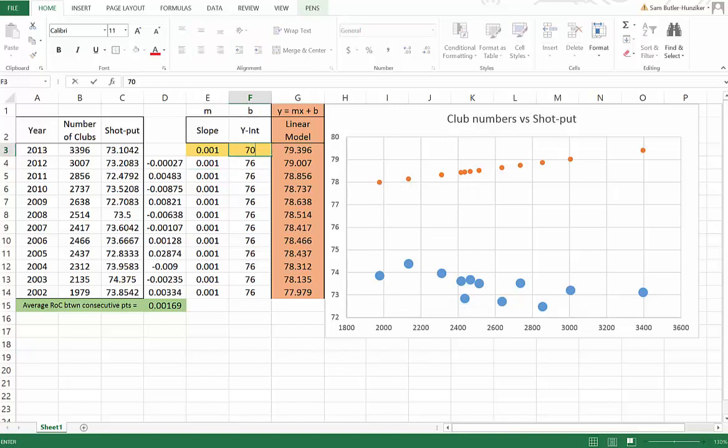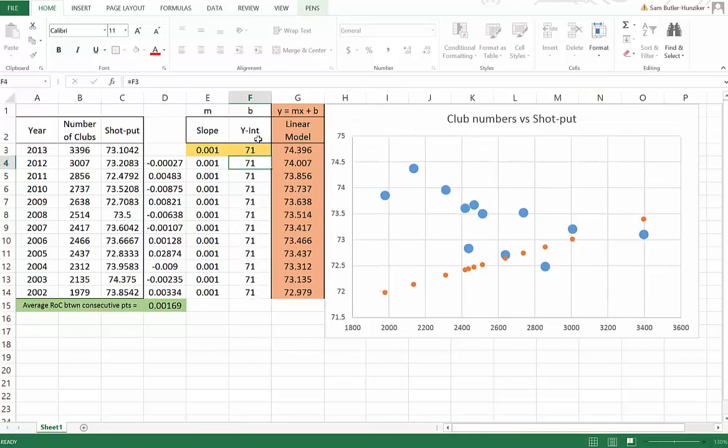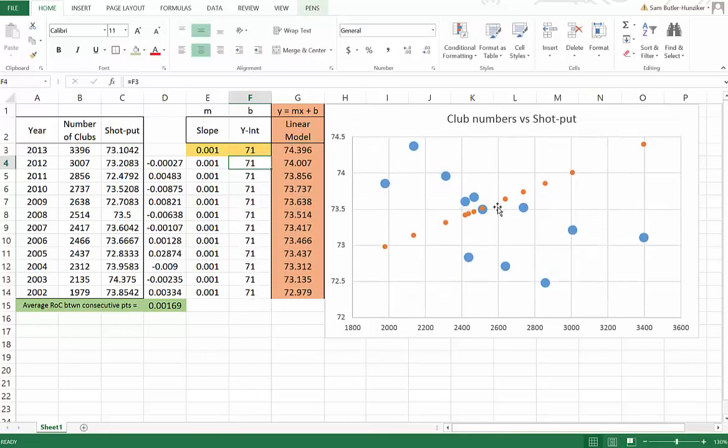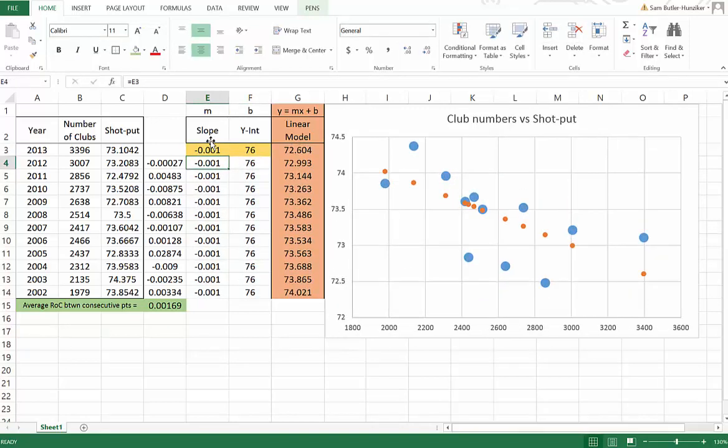So I'll go ahead and make this 70 now. And we can use this process, bump it up again maybe, so 71, to try to get that line to better model our data. Okay. Of course, this doesn't look right at all. Our data seems to generally be moving in the downward direction. So I'll change this back, 0.001 and 76. Okay. Now we've got a pretty good estimate for our model, or for our linear model.